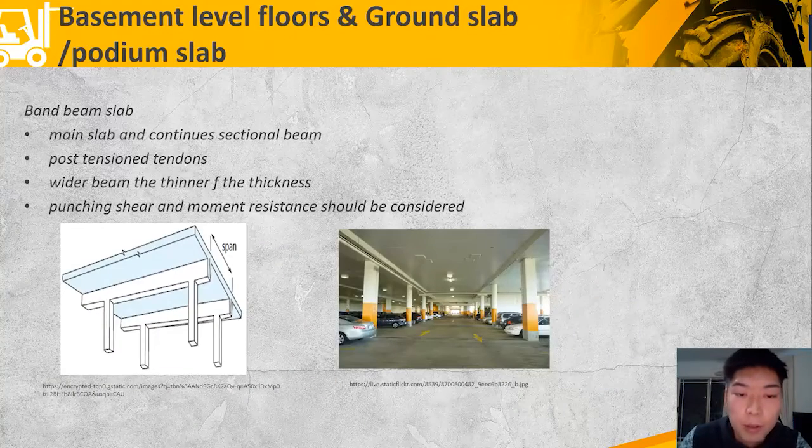Band beam structure contains the main slab and continuous sectional beam along one direction, which connects to the column. The tendons are generally post-tensioned to increase the resistance. Beams on the slab can be designed with different spacing and widths depending on the load capacity. And the wider the beam, the thinner the thickness. It is also related to the floor height. More punching shear and moment resistance should be considered along the two sides of the band beam as the potential risks.